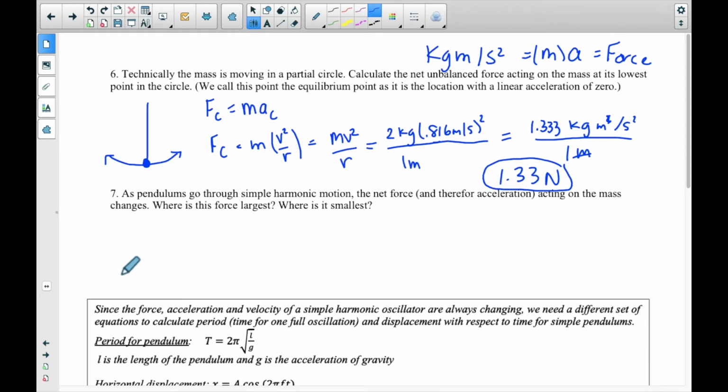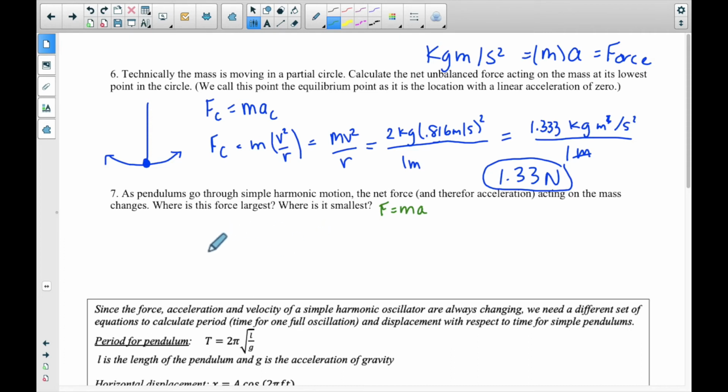Number 7, as pendulums go through simple harmonic motion, the net force and therefore acceleration acting on the mass changes. Where is this force the largest and where is it the smallest? Force and acceleration are directly related to each other. So wherever the force is the greatest, the acceleration will be the greatest. So that's what they're asking here: where is the force going to be largest, or where's the acceleration largest, and where's the force going to be the smallest?